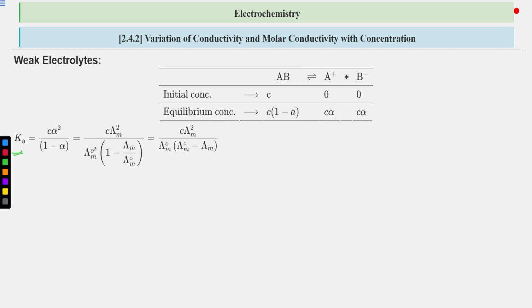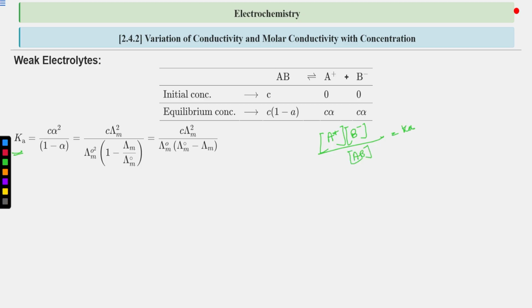And Ka, you can define it as C alpha square upon 1 minus alpha. Ka is the reaction constant. It will be the product upon the reactant, right? Products are A positive and B negative, so A positive and B negative divided by AB. This is the expression of Ka, right?